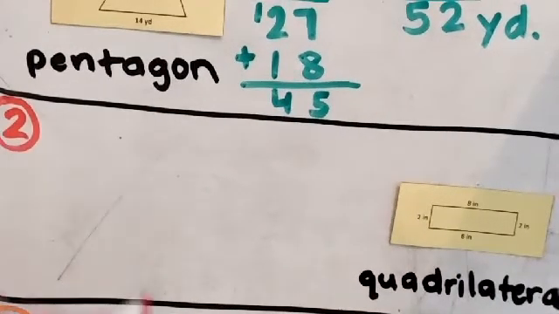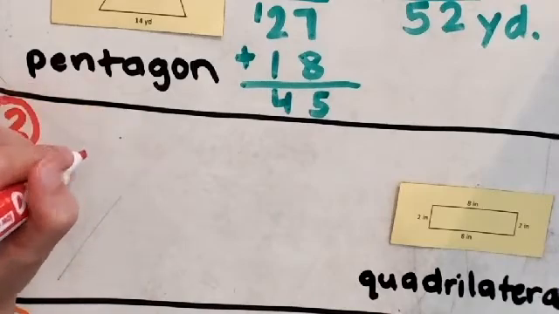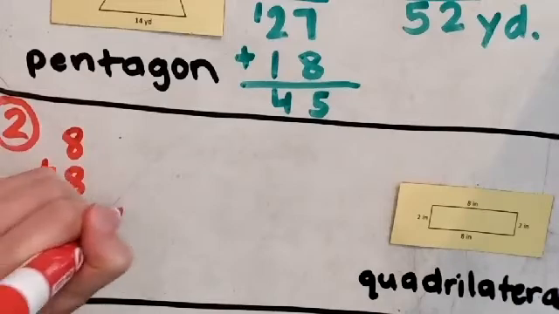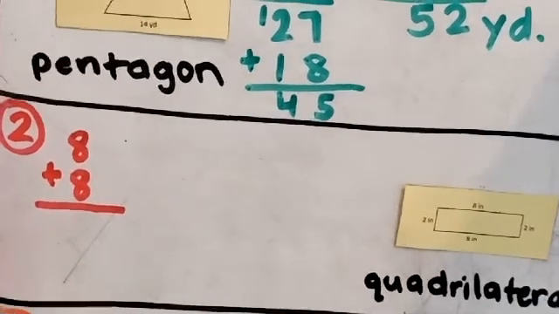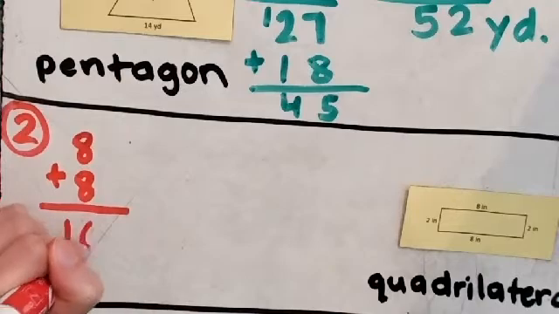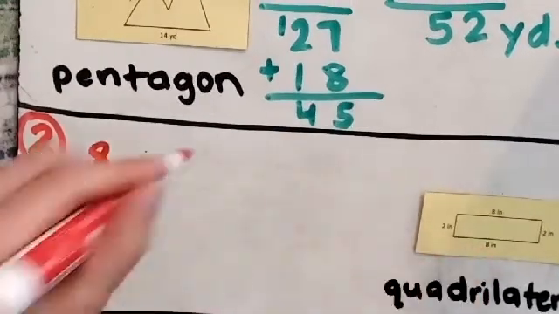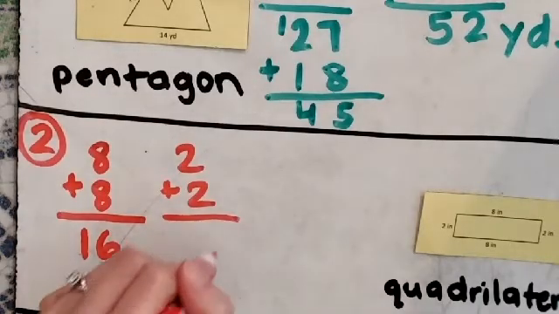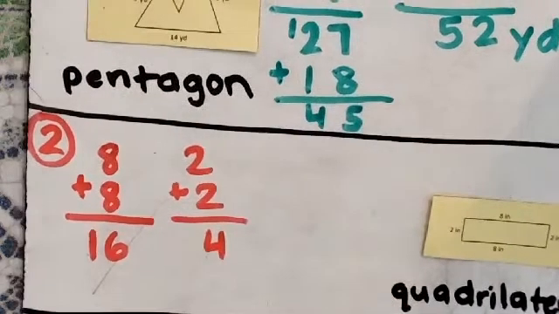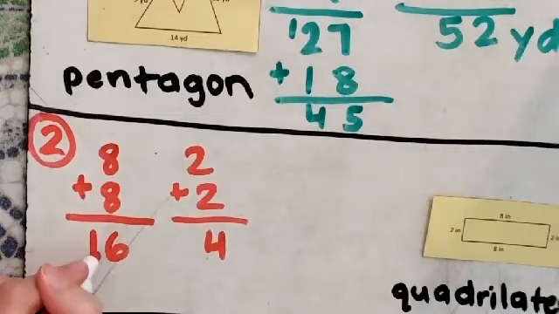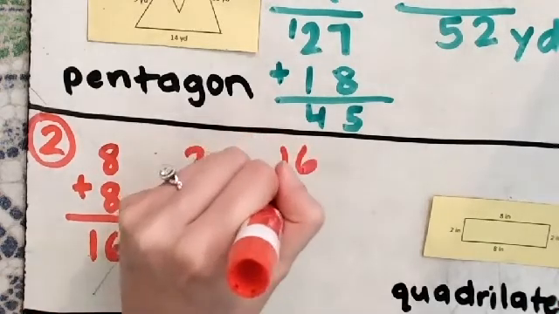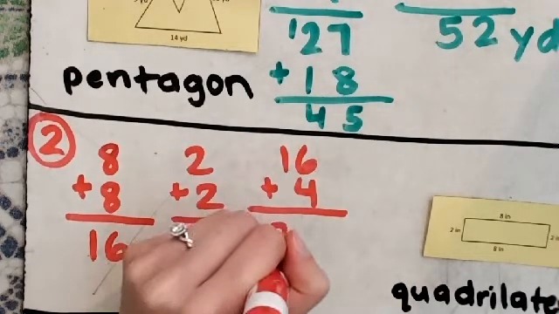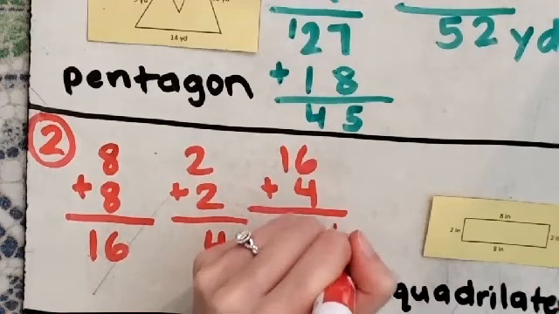All right, welcome back. This is how I'm going to do it. I'm going to first combine the 8s. 8 plus 8 is what? 16. Then I'm going to combine the 2s. 2 plus 2 is what? 4. What's the last thing I have to do? Combine 16 and 4. What's 16 plus 4? 20. And the units in this problem are inches.